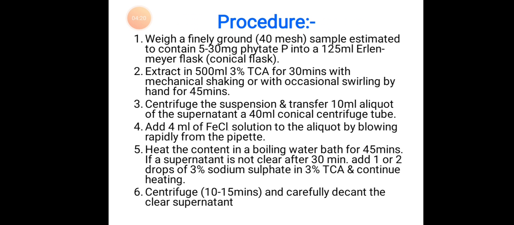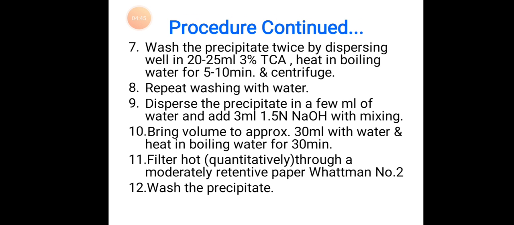Add 4 ml of FeCl3 solution to the aliquot by blowing rapidly from the pipette. Heat the contents in a boiling water bath for 45 minutes. If the supernatant is not clear after 30 minutes, add 1 or 2 drops of 3% sodium sulfate in 3% TCA and continue heating. Centrifuge 10 to 15 minutes and carefully decant the clear supernatant.